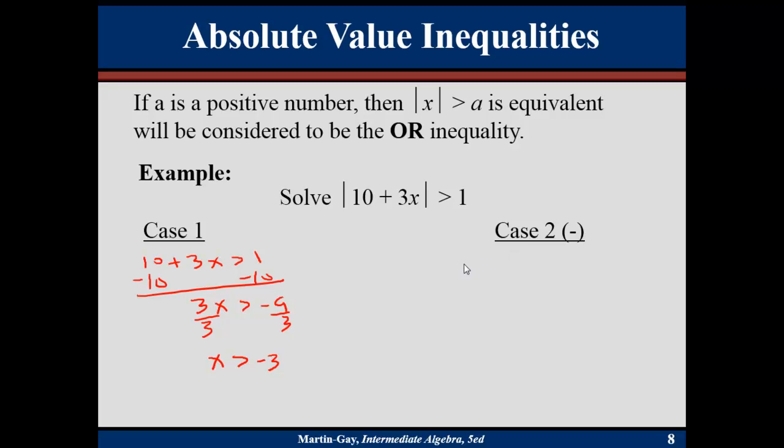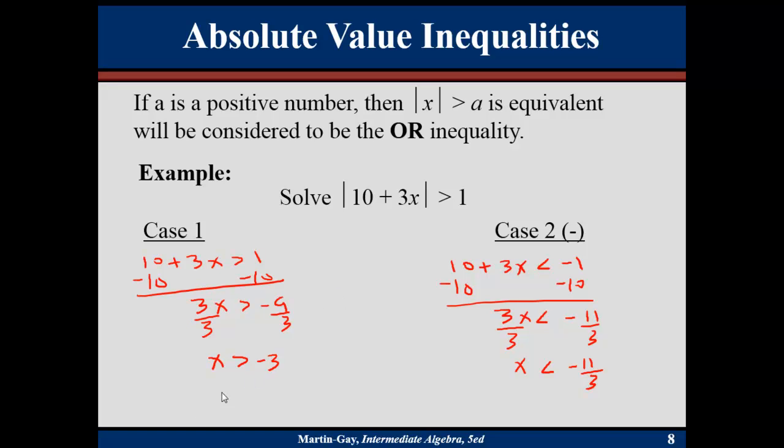Case 2, left-hand side stays the same. Right-hand side, you have to flip the inequality symbol and change that sign. So it becomes less than negative 1. Subtract 10, subtract 10. Get 3x is less than negative 11. Divide by 3, divide by 3. X is less than negative 11 thirds. And that's about negative 3 and 2/3.